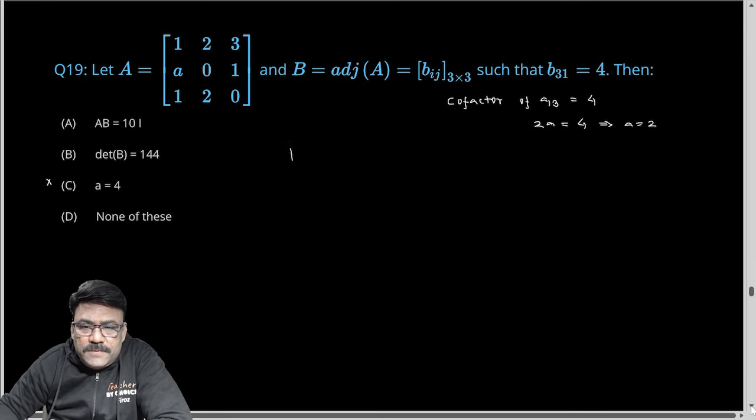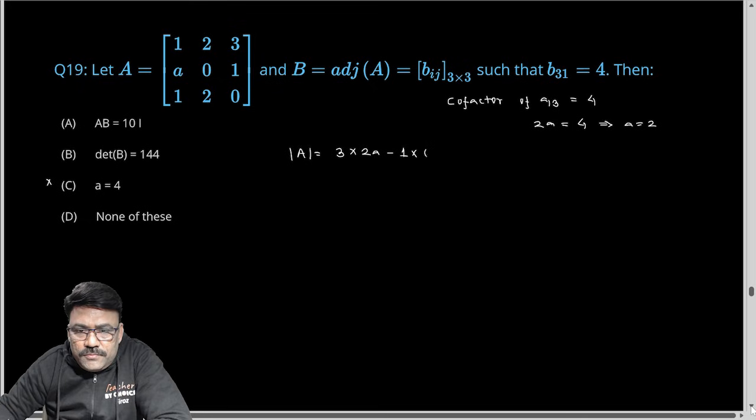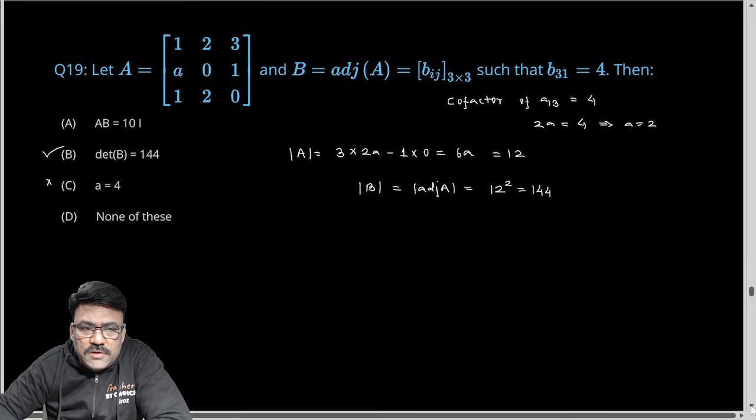Now let's find the determinant of A. Just expand through the third column. With 3 you will get 3 into 2A. And then minus 1 into, with minus 1 you will get this one, and this one gives plus 2 minus 2, which is 0. So actually it is 6A. A is 2, so it is 12. Determinant of A is 12. So obviously determinant of B, which is the determinant of adjoint A, will be 12 square, 144. So hence this option is correct.